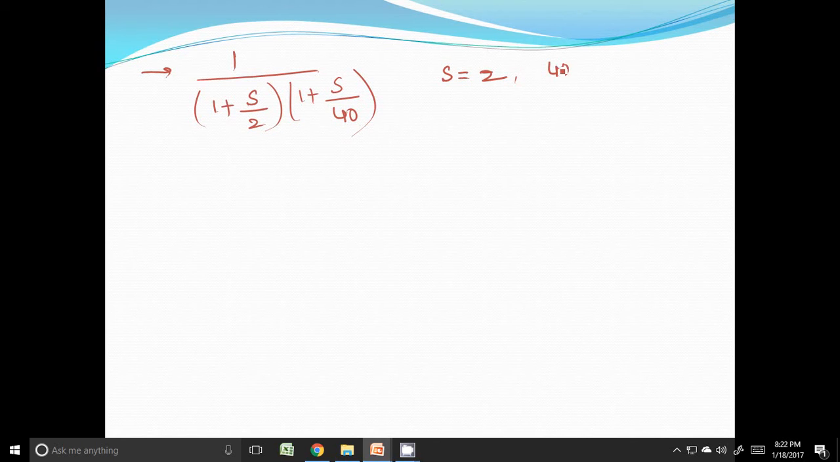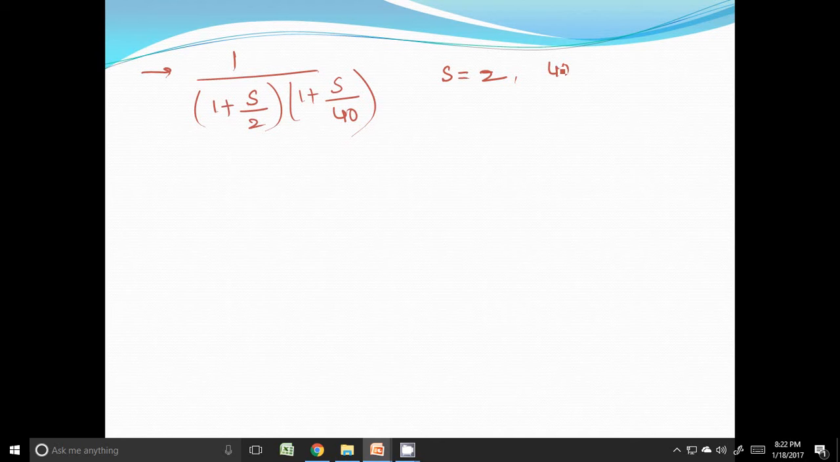With this information, we will try to plot Bode plots for little complex transfer functions. Take 1 by s by 2 into 1 plus s by 40. So now the first step is identify the corner frequencies. Corner frequencies are nothing but poles and zeros. In this case, we don't have any zeros. We have only poles. What are those poles? Poles are s equal to 2 and 40. I am not taking the minus sign because we are taking only omega here.